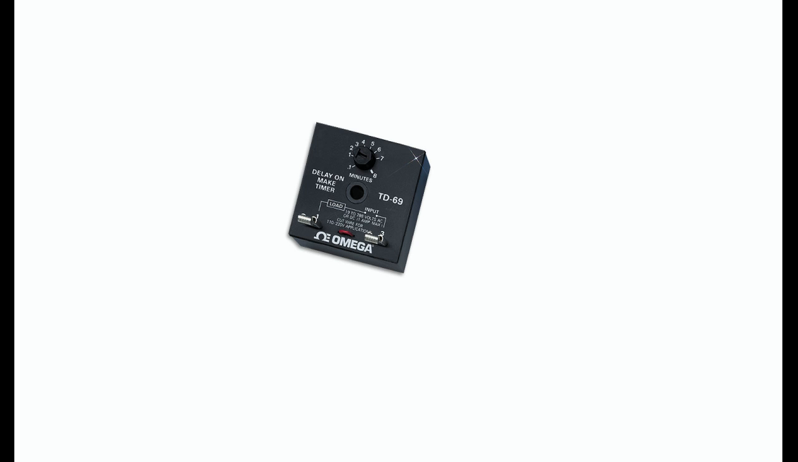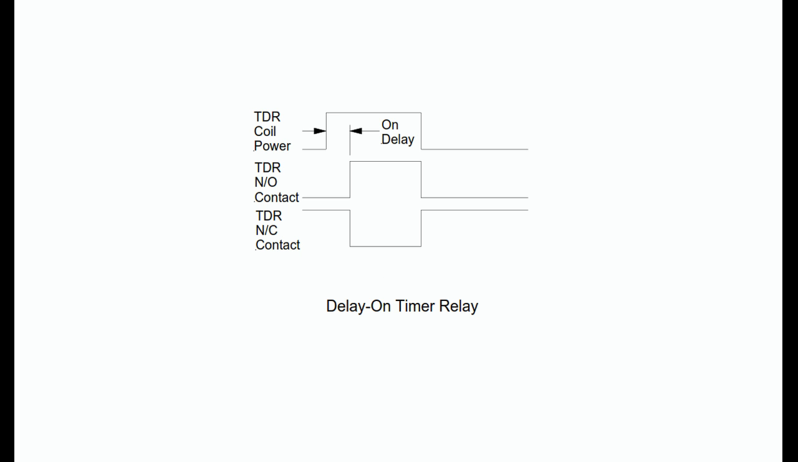The relay itself looks similar to any other relay except that it has a control knob on it that allows the user to set the amount of time delay. There are two basic types of time delay relay. They are the delay on timer, sometimes called a TON, pronounced T-on, and the delay off timer, sometimes called a TOF, pronounced T-off. It is important to understand the difference between these relays in order to specify and apply them correctly. Delay on timer, TON, relay.